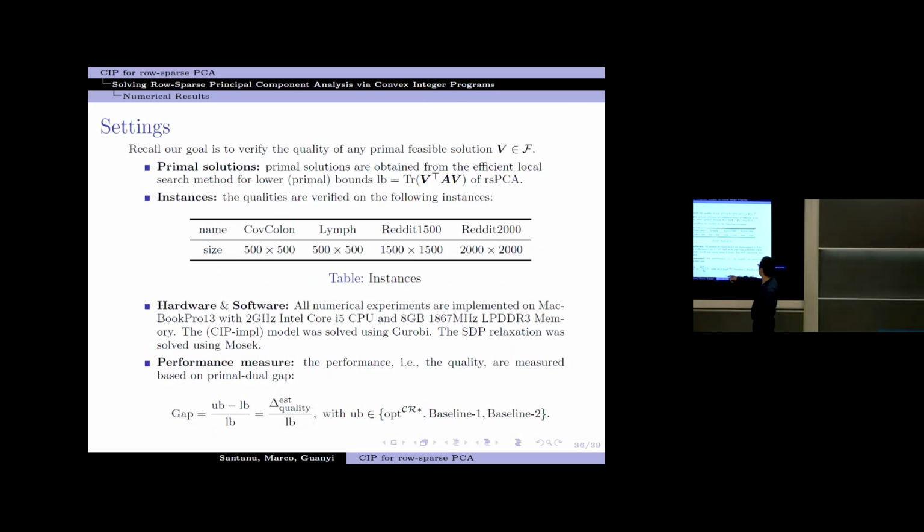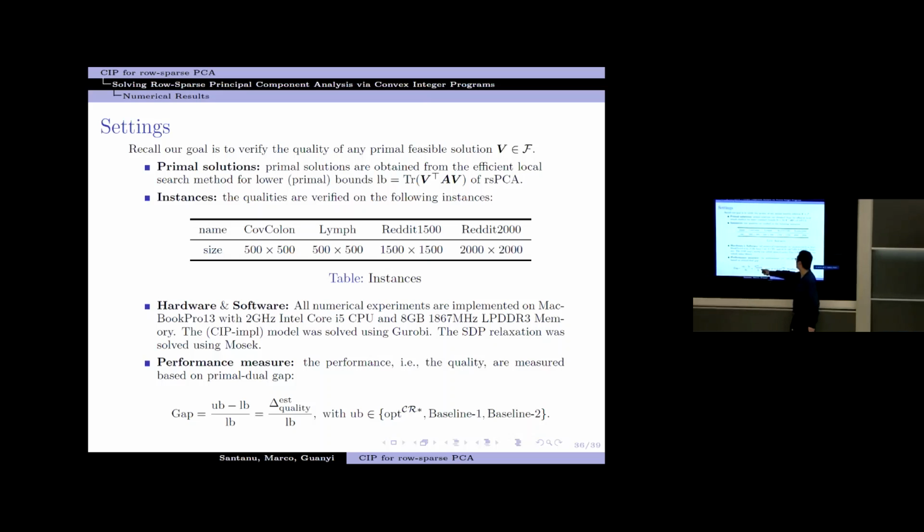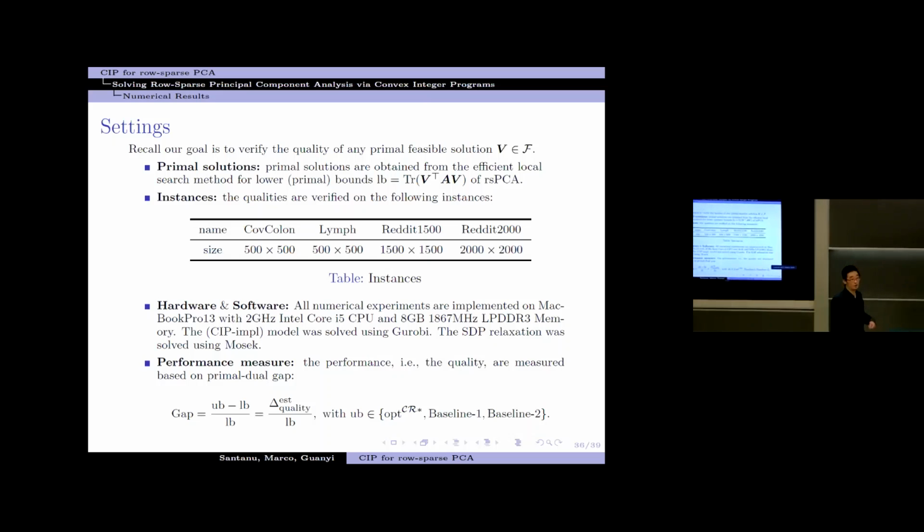Oh yeah, this is the gap. This is the estimation quality divided by the lower bound. The lower bound is obtained from a feasible primal solution.